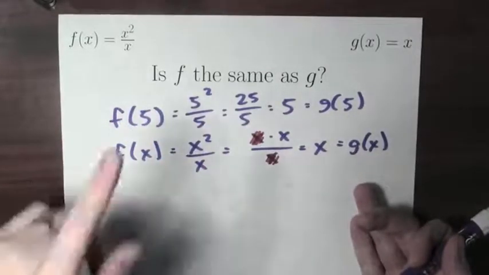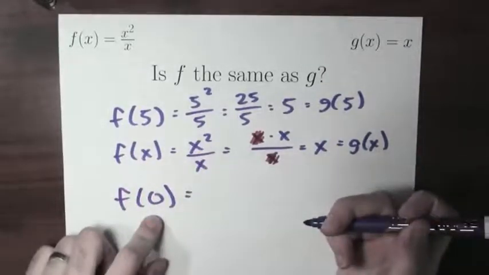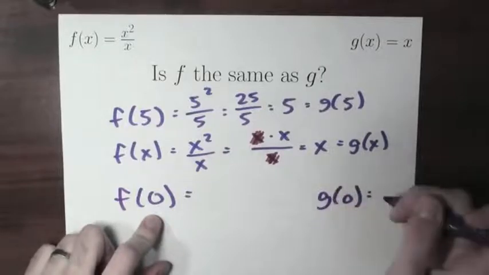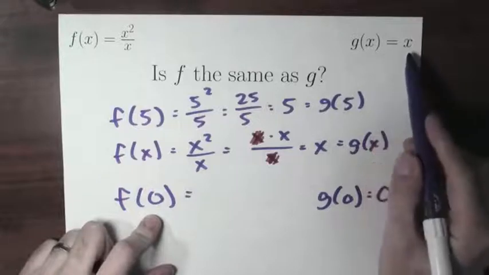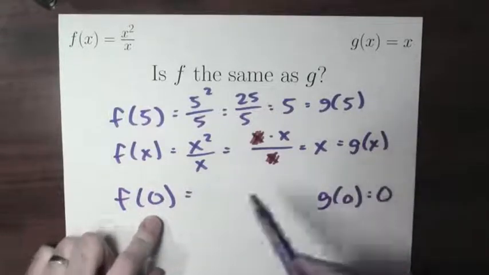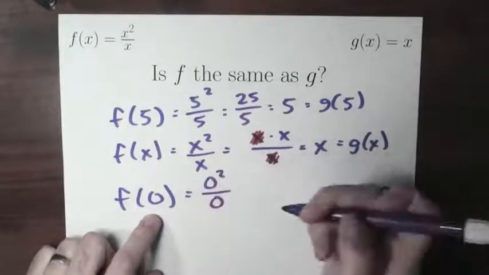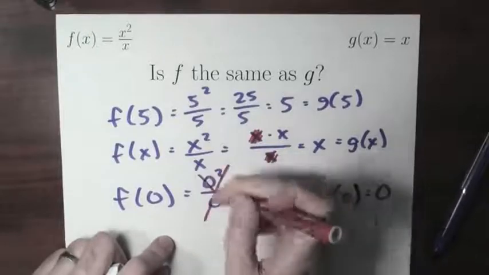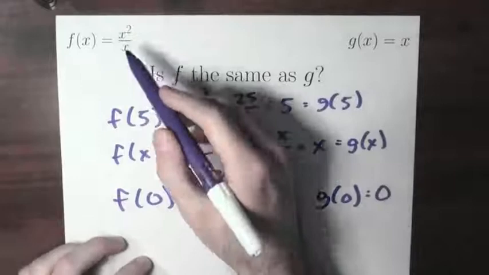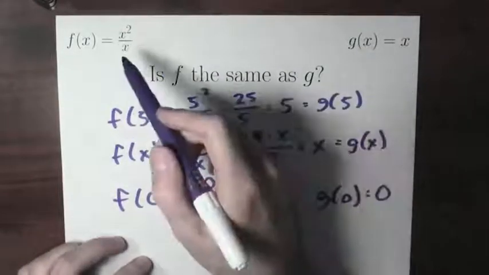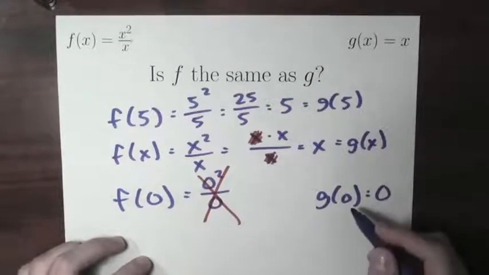But not so fast. What happens if you plug in 0? What's f of 0? Well, I know what g of 0 is. g of 0 is 0, right? 0 is in the domain of g because 0 makes sense for this rule. But what's f of 0? Well, that would be 0 squared over 0. Whoa, okay. You see, this is terrible, right? I cannot divide by 0. This rule, x squared over x, doesn't make sense when x is equal to 0. So 0 is not in the domain of f, but it is in the domain of g.